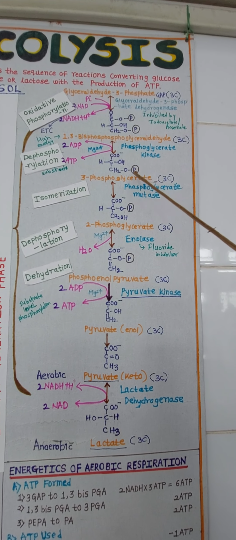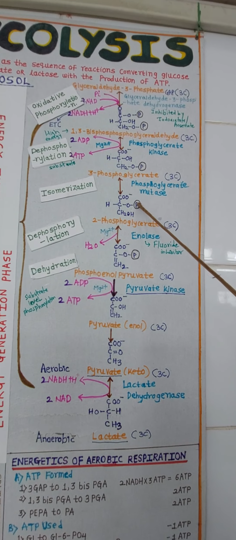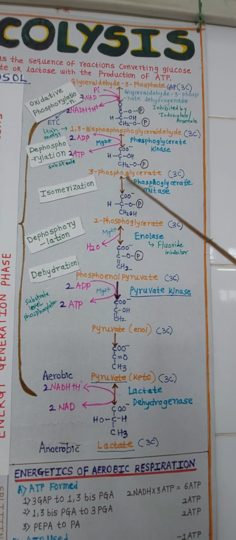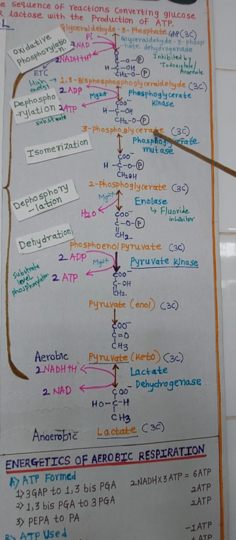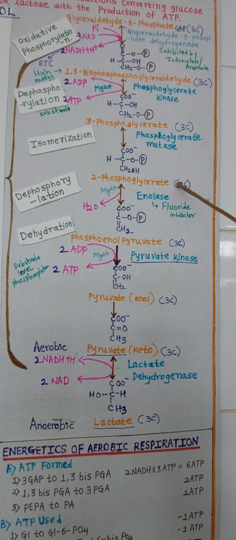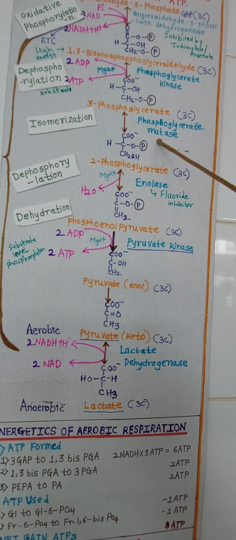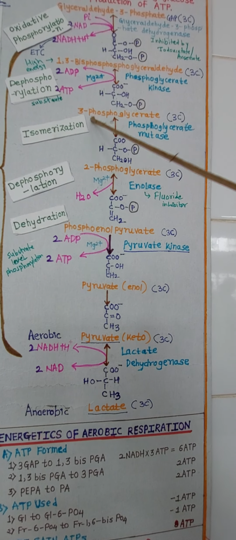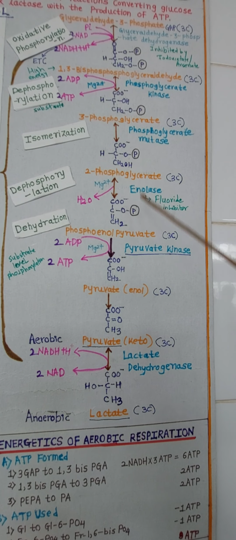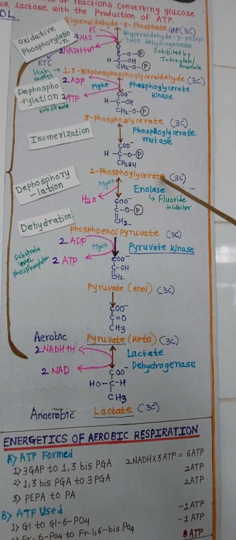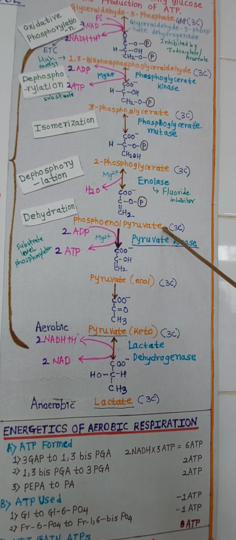It is just shifting of the phosphate group from carbon number 3 to carbon number 2. So it is just an isomerization type of reaction. 3-phosphoglycerate is converted to 2-phosphoglycerate by the enzyme phosphoglycerate mutase, just isomers of each other, 3 to 2, just interconversion of the phosphate group. Now that 2-phosphoglycerate is then converted into phosphoenol pyruvate.